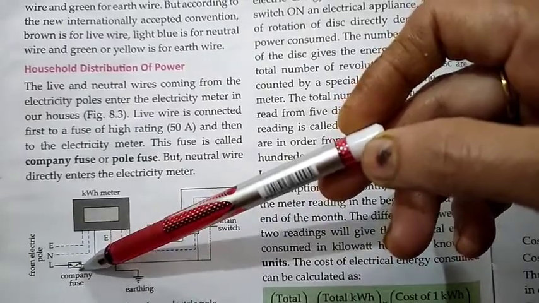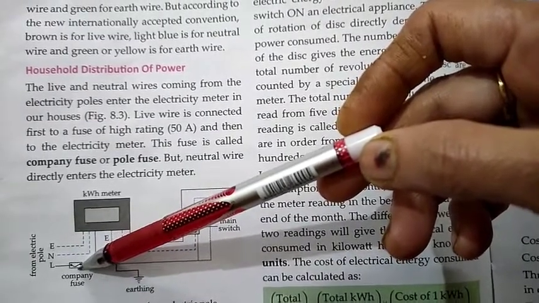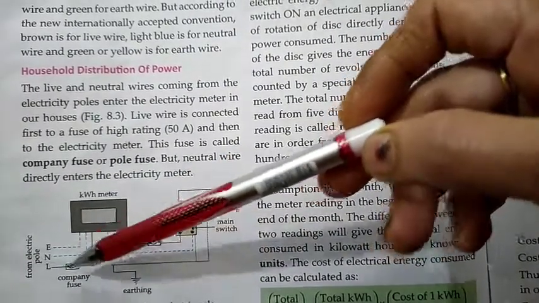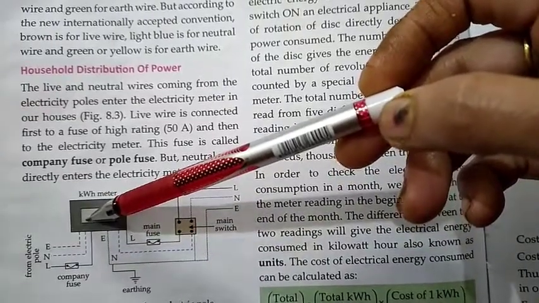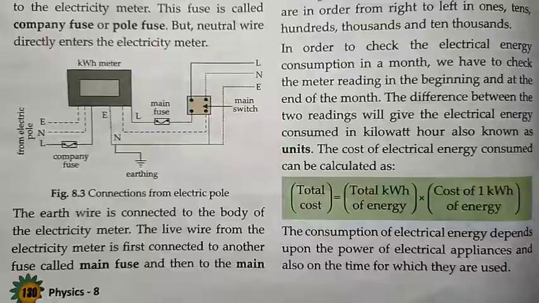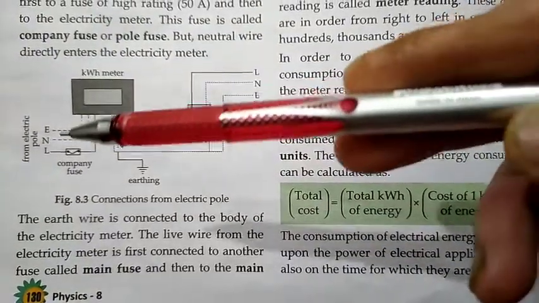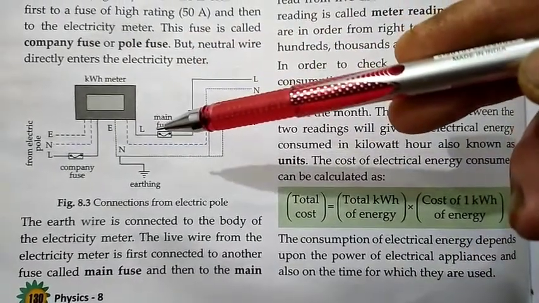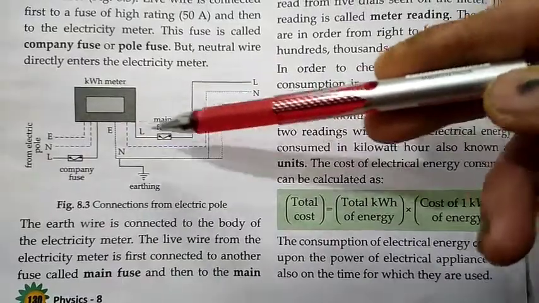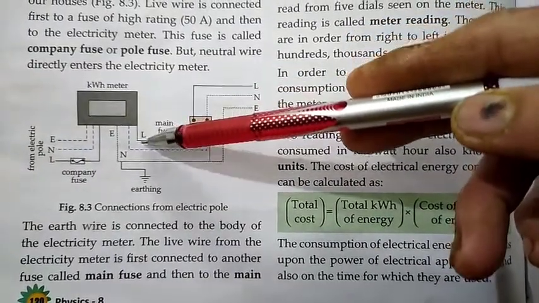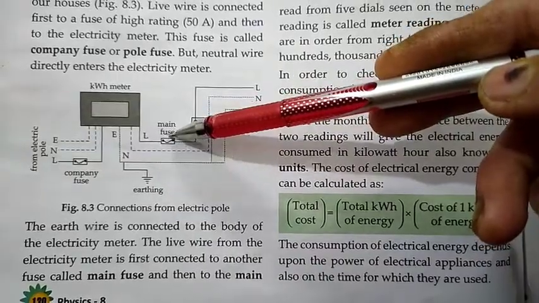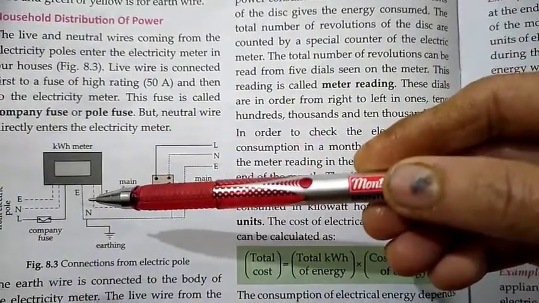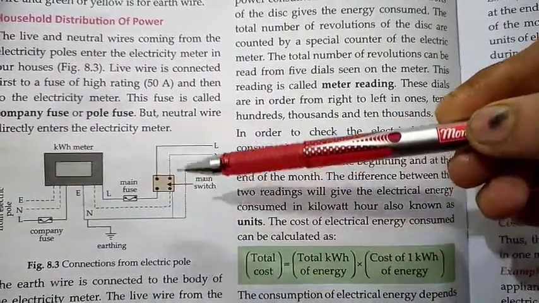Live wire is connected to the company fuse, which is also called pole fuse. Then it is connected to the electricity meter, but the neutral wire is directly connected to the electricity meter. The earth wire is connected to the body of the meter. The live wire from the electricity meter is again connected to a fuse, which is called the main fuse, and then to the main switch. And the neutral wire from the electricity meter is directly connected to the main switch.